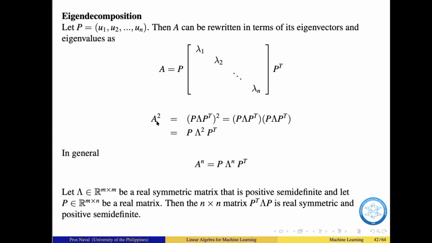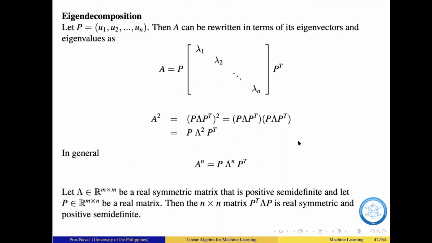Now let's take the square of the matrix. If we square the matrix A, it's basically P lambda P transpose squared. So that's this. And since P transpose P is equal to the identity matrix, we just have P lambda squared P transpose. So in general, A raised to the n is P lambda to the n P transpose.